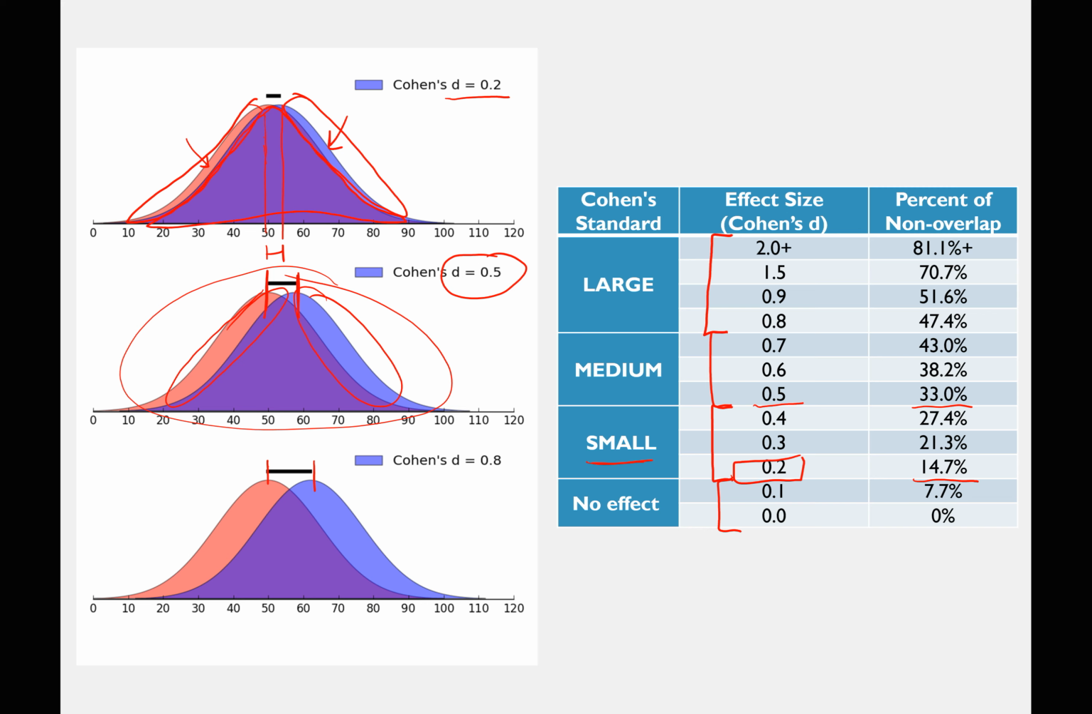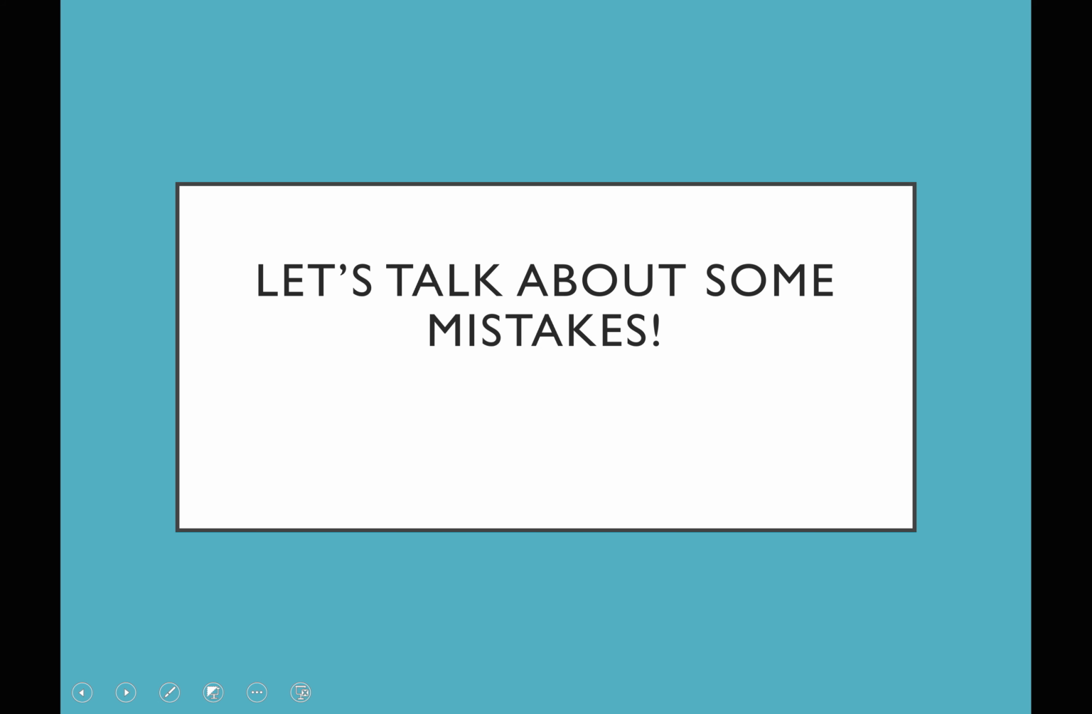So if we had something like a 2.0, really big, we would expect to see curves that are really far apart and have a lot that does not overlap. All right. So now that we've talked about what effect sizes are, I'm going to refer to those in this next section when we start talking about mistakes, because nobody's perfect.